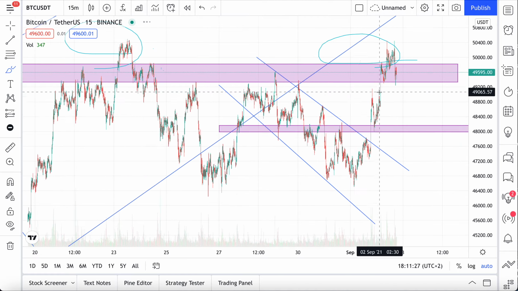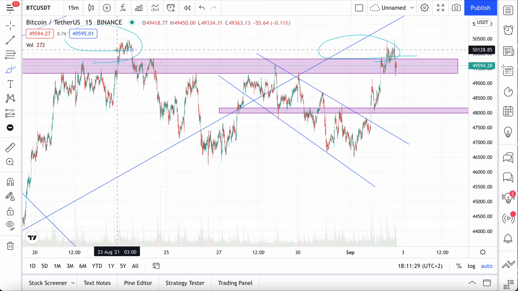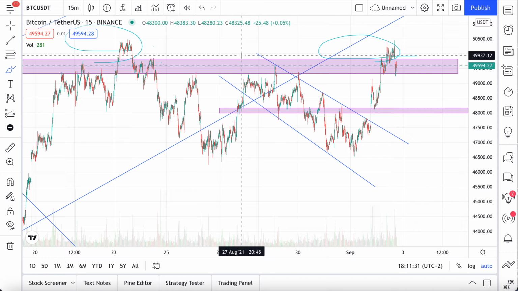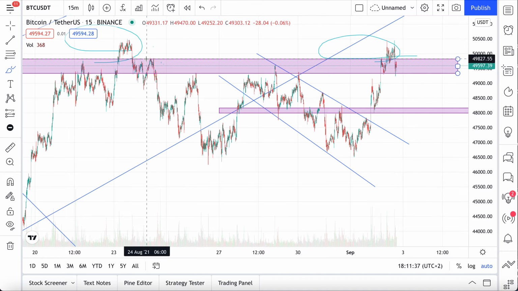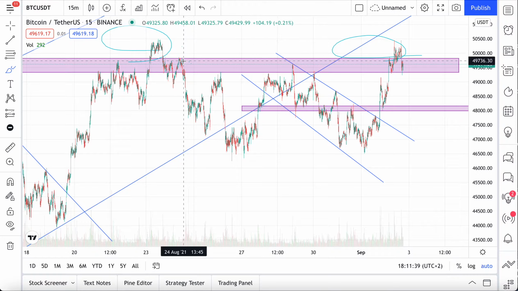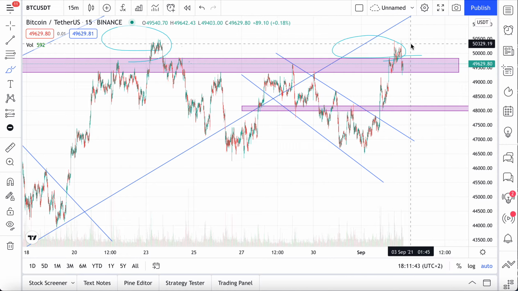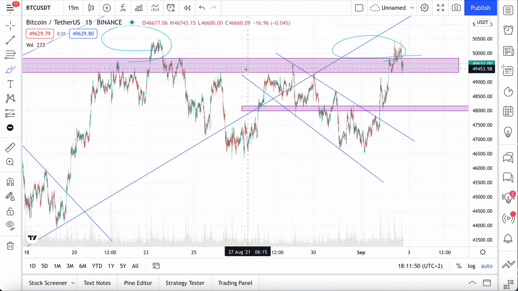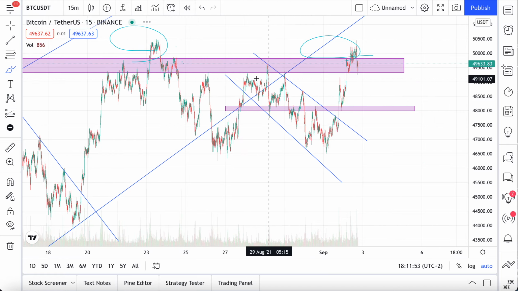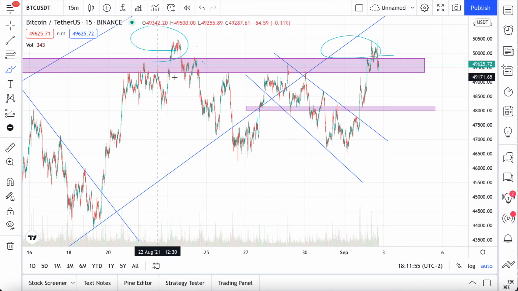So look at it. Oh my God, this could actually turn into a devastating event for bulls. Because this is a lower high, even though it's by just some $100 or $50, it's still a lower high. I don't know, we'll see. This is the box that I put in here. This is the big resistance, guys.